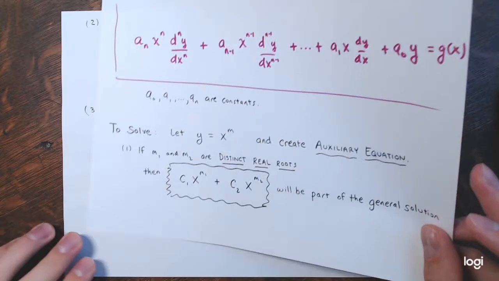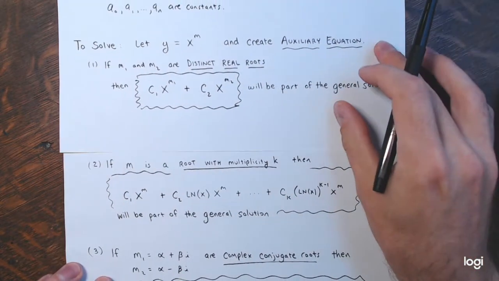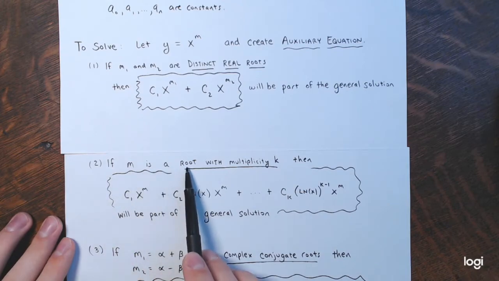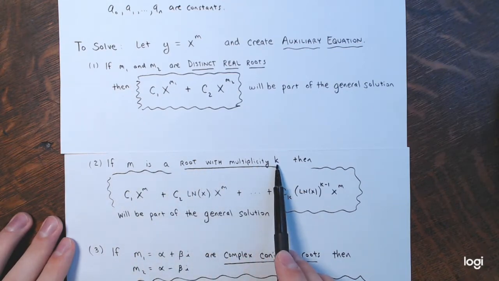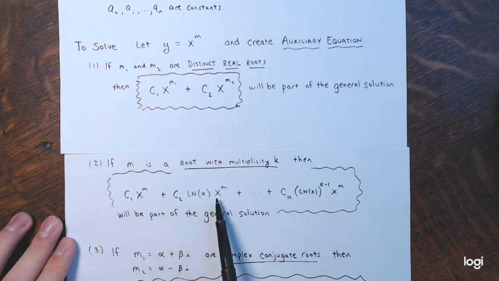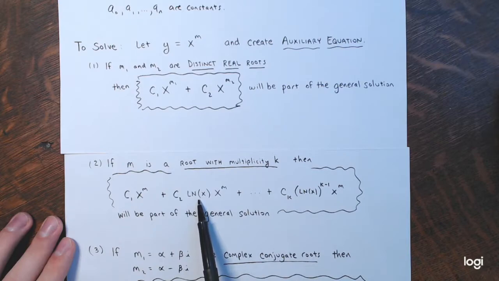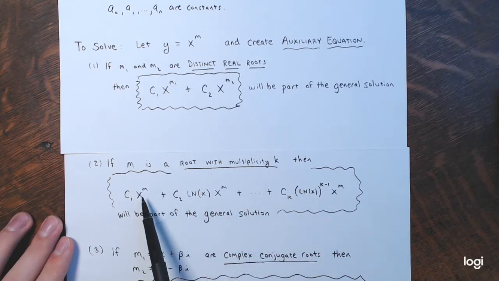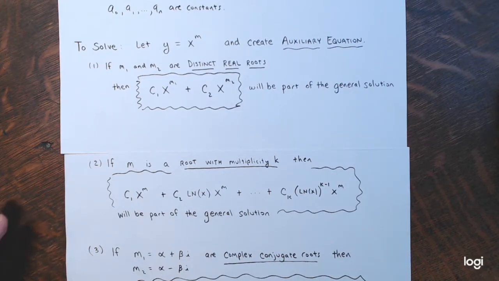Now, if you have any roots that are repeated, say m is a root with multiplicity k, then c1 x to the m plus c2 x to the m times the natural log of x. So to create k independent solutions to the differential equation, you take this x to the m and keep multiplying by the natural log of x.